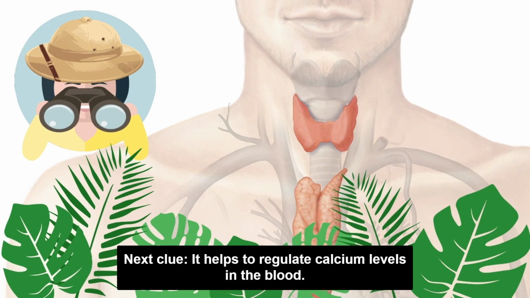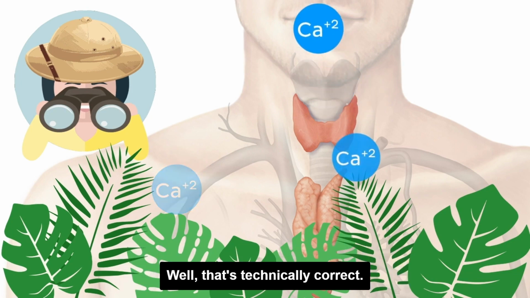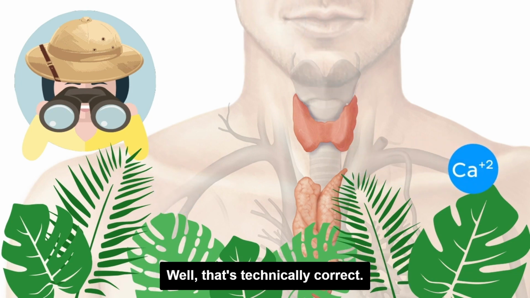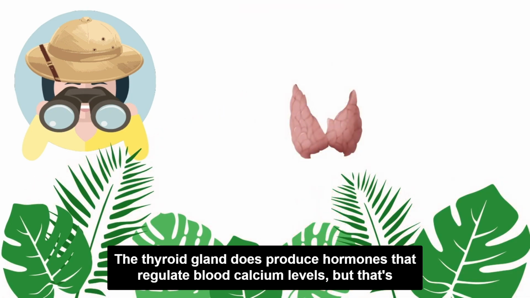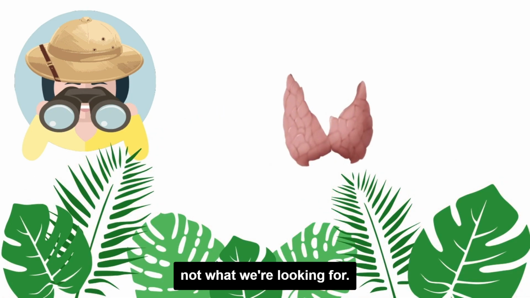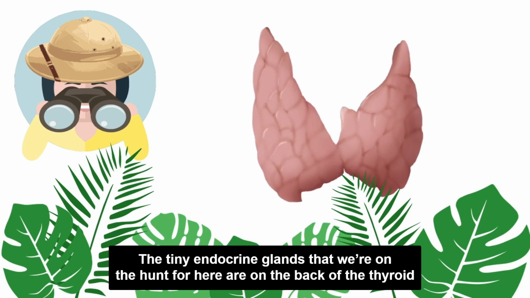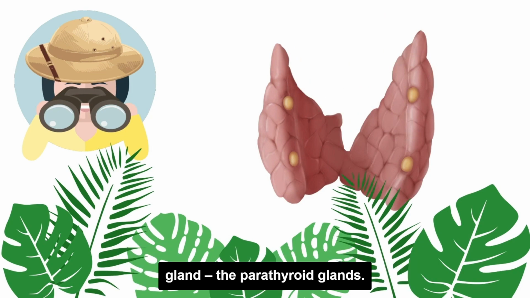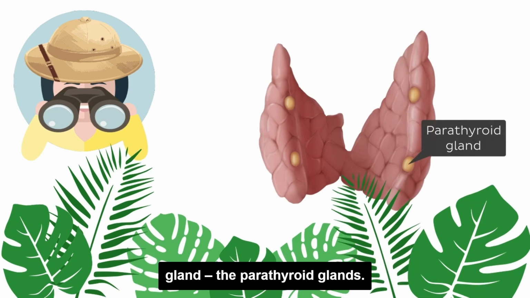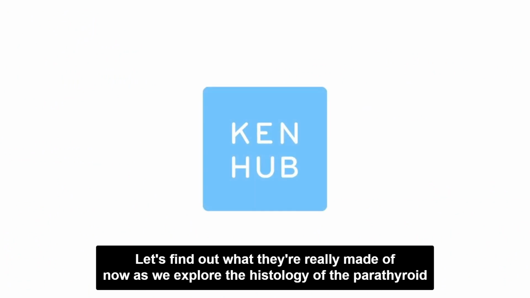Next clue. It helps to regulate calcium levels in the blood. Well, that's technically correct. The thyroid gland does produce hormones that regulate blood calcium levels, but that's not what we're looking for. The tiny endocrine glands that we're on the hunt for here are on the back of the thyroid gland, the parathyroid glands. Let's find out what they're really made of as we explore the histology of the parathyroid glands.